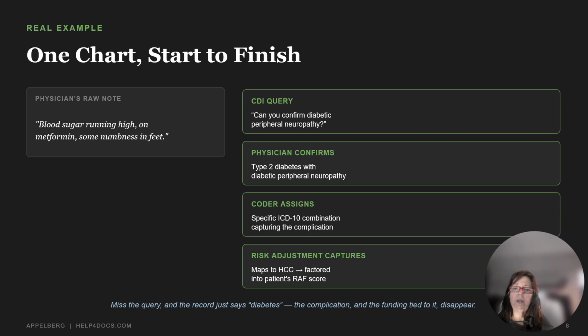So now imagine if CDI never queried that vague note. The coder would have likely just coded diabetes unspecified with no complication captured. The patient's true complexity would be invisible in the data. The health plan would be underfunded for this patient's actual risk because these complications carry a heavier weight. And clinically, the record wouldn't even reflect that this patient has a real complication that needs ongoing monitoring. So one missed query, that's the actual dollar and cents impact on all of this.